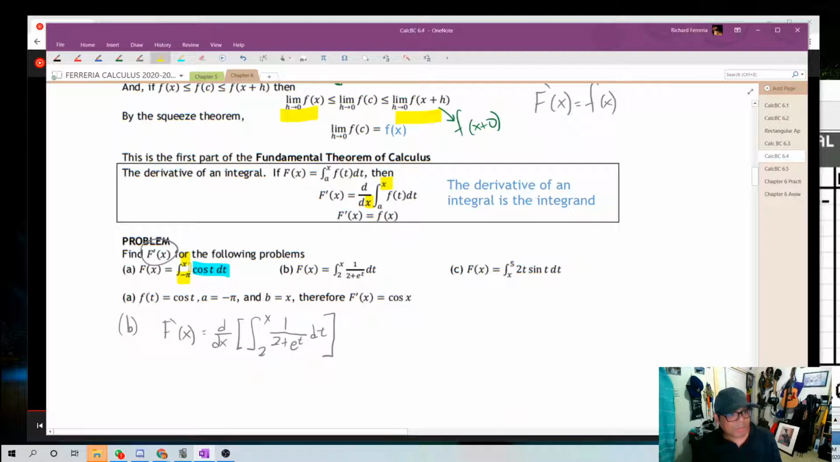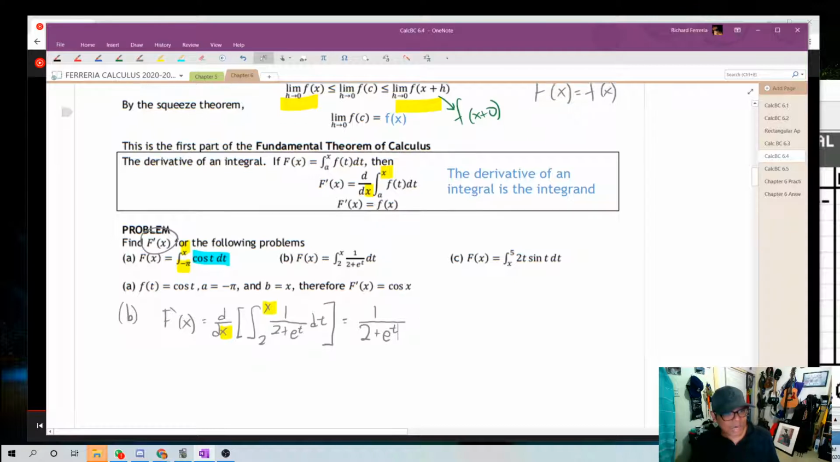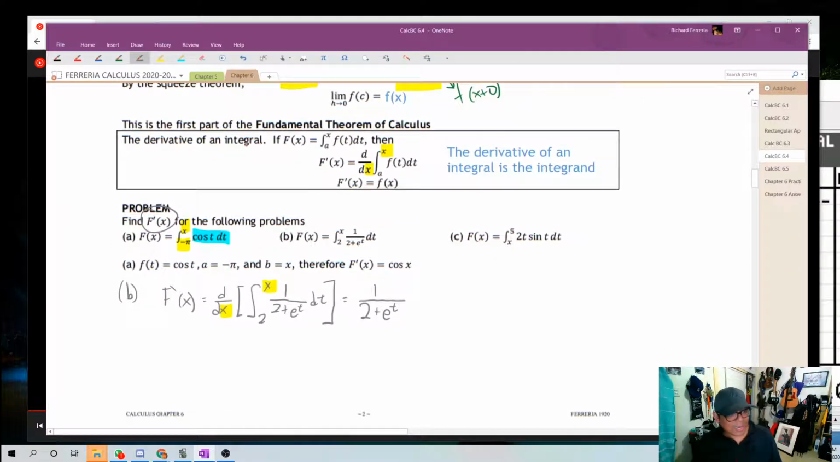Notice what happened. The variable of differentiation is equal to the upper limit of the integral. It is the same thing. It's literally x. So when that happens, all you need to do is substitute that upper limit into the integrand, and you're done. See, it's really an easy problem if you look at it through the correct lens.